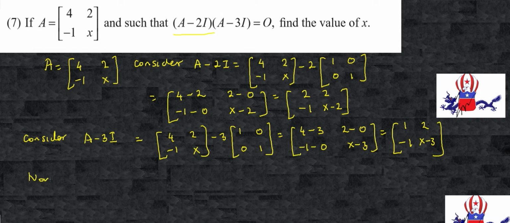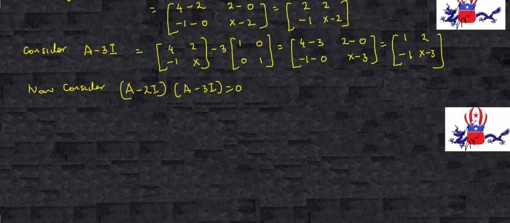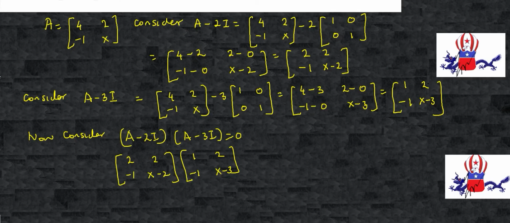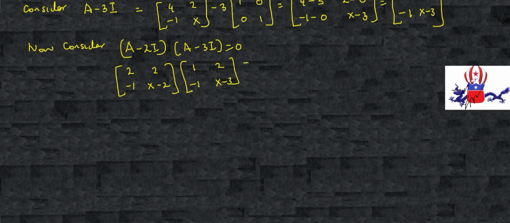Now you need to consider the product, which is A minus 2I times A minus 3I, which is given to be equal to 0. So this in turn is going to be [[2, 2], [-1, x - 2]] being multiplied with [[1, 2], [-1, x - 3]]. So that is what we have now. Okay, so this is equated to 0.